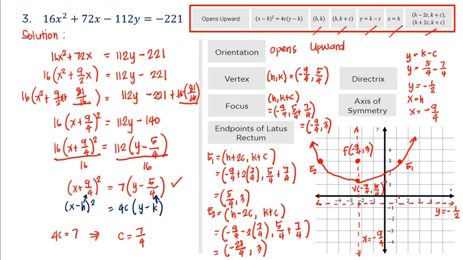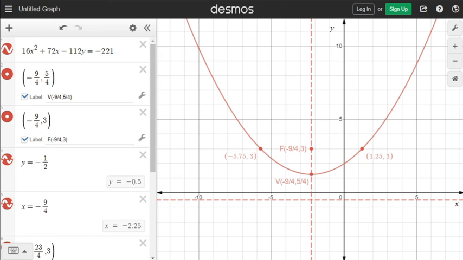Putting this information in Desmos, we have this graph of the parabola. We have the equation, the vertex, focus, directrix, axis of symmetry, and the endpoints at the bottom. So we have now this parabola. That ends our solving. We have already answered all three equations, so we have provided the properties already.